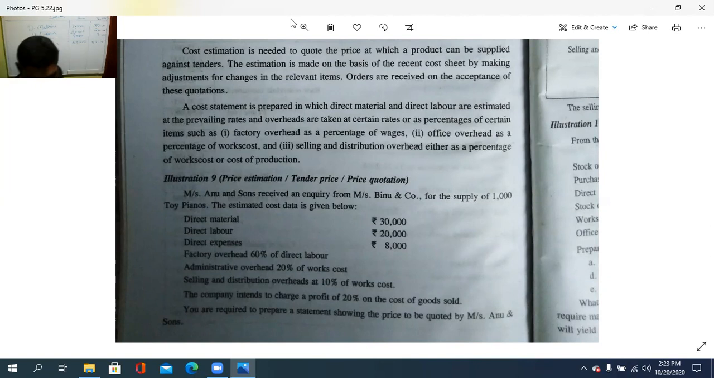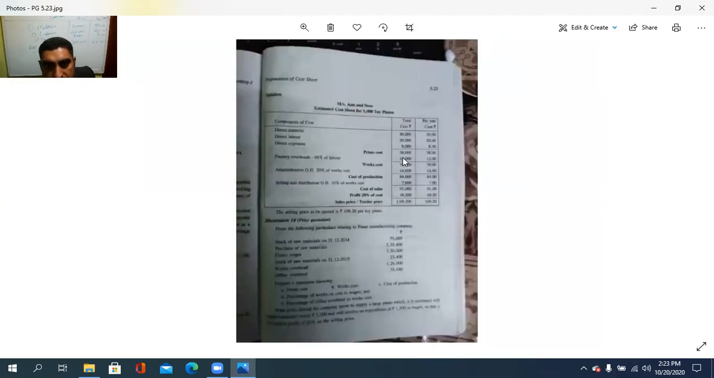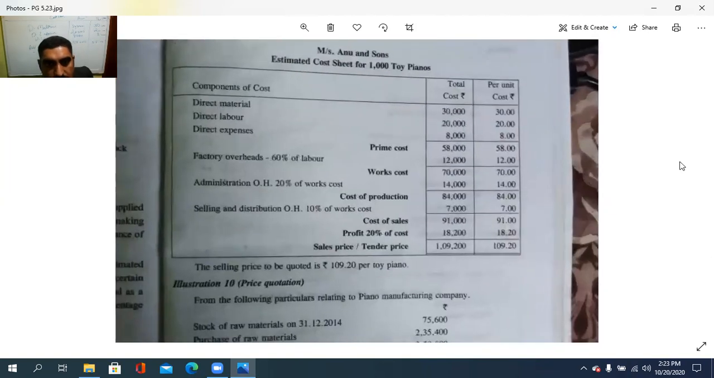12,000. See, 12,000. So it is 12. 70. So it is 70 per unit here. So this is what work cost.